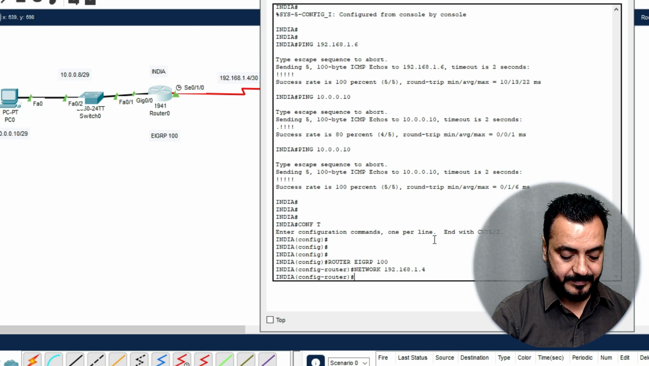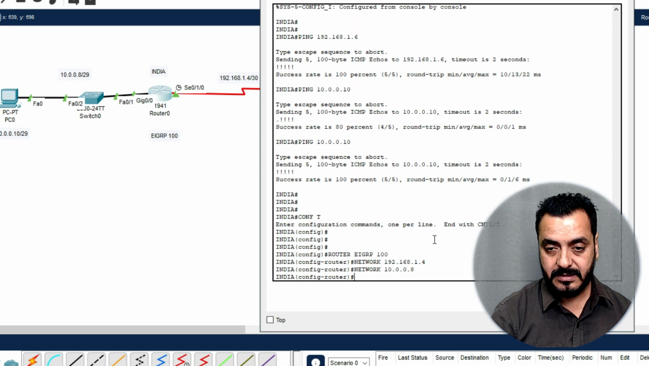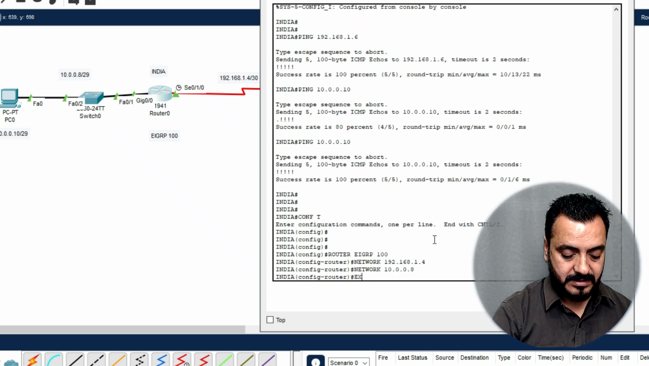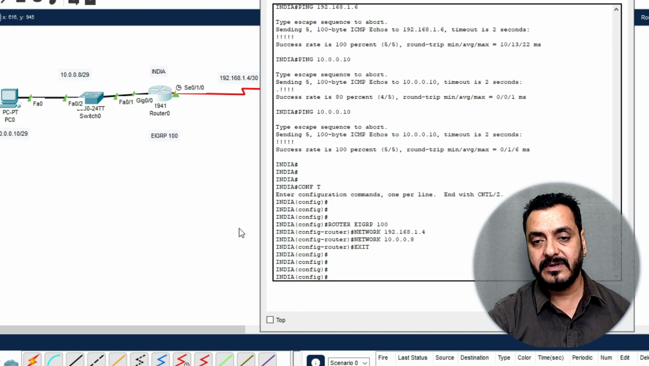Press enter. And the second network, directly connected on the left side of the first router, is 10.0.0.8. Press enter. That's it. Exit. It means we have configured EIGRP on the first router.